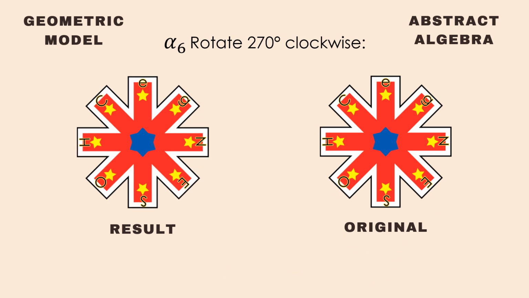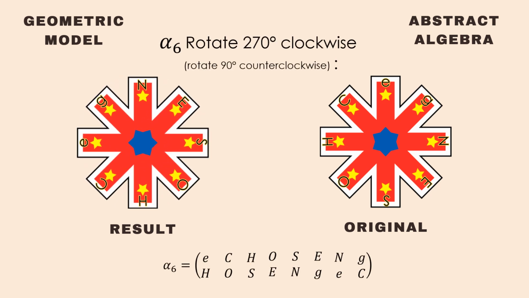Next, we have the alpha sub 6, rotate 270 degrees clockwise, or rotate 90 degrees counterclockwise. So here we have E, H, C, O, C, O, H, S, H, S, O, E, O, E, S, N, S, N, E, G, E, G, N, E, N, E, G, C, G, C.